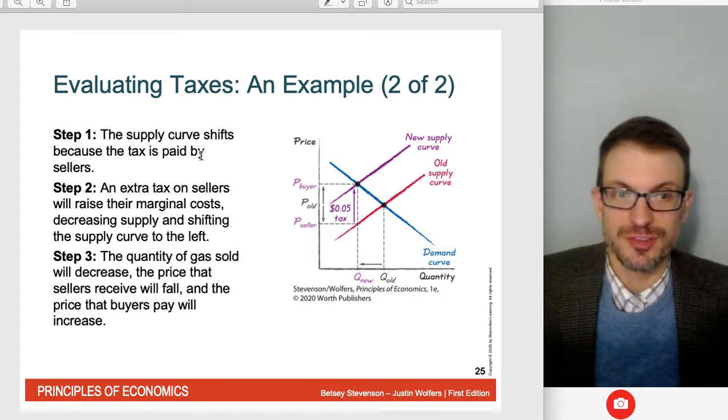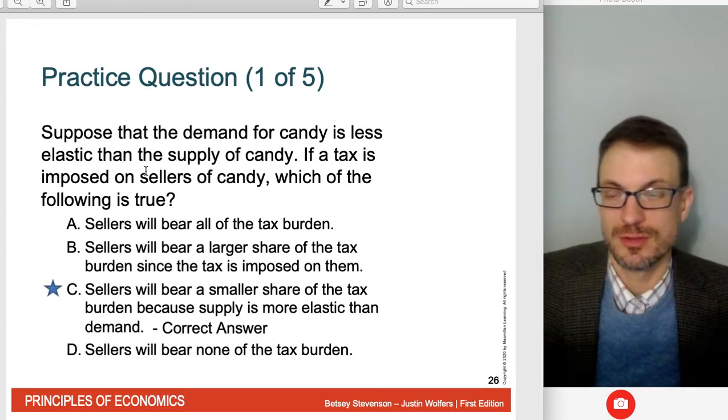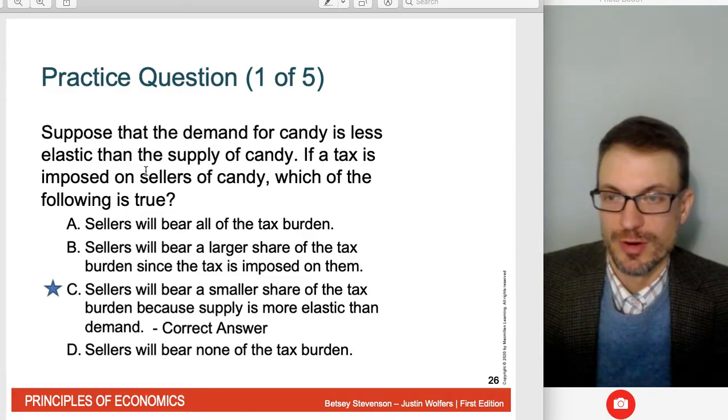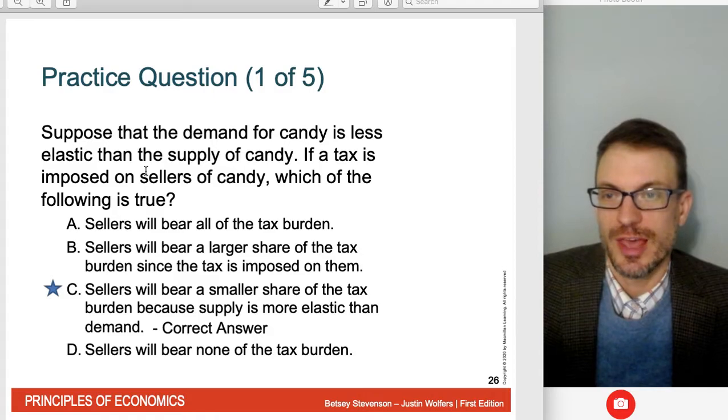Demand is pretty inelastic for gas, at least in the short run. People don't have really good alternatives. You have to pay for gas to get to work, right? Or for commutes or whatever. So, all right. Suppose the demand for candy is less elastic than the supply of candy.